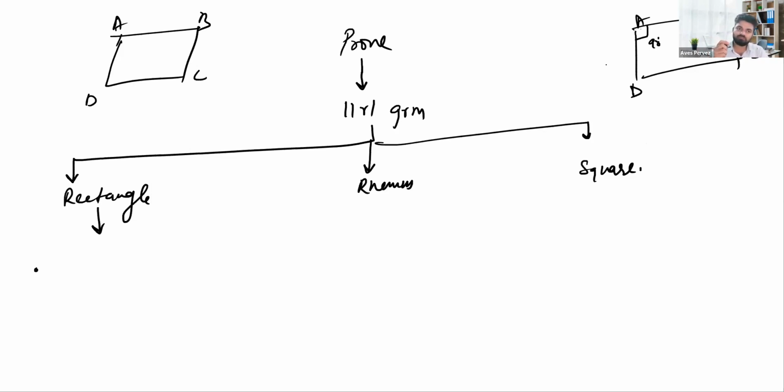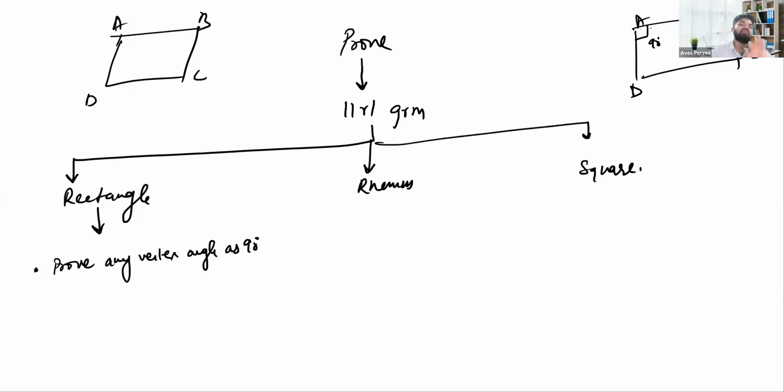So the first case, first step, is any one of them. I'm just writing points. Prove any vertex angle as 90 degrees. It may be given that angle A is 90 degrees. If you have proved ABCD is a parallelogram, and it may be given that angle A is equal to 90 degrees.